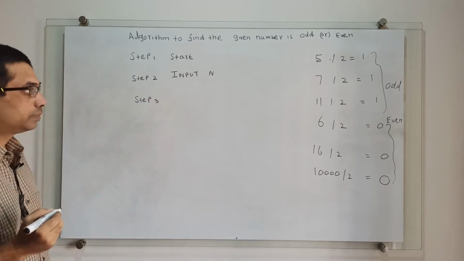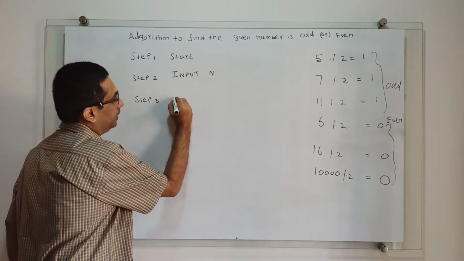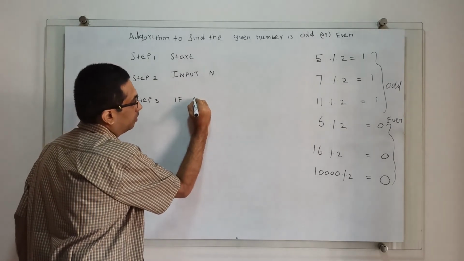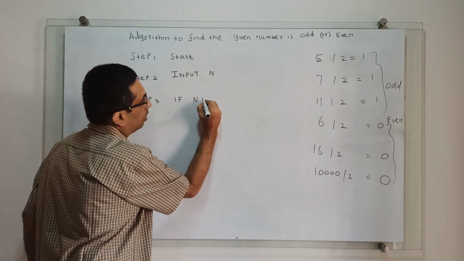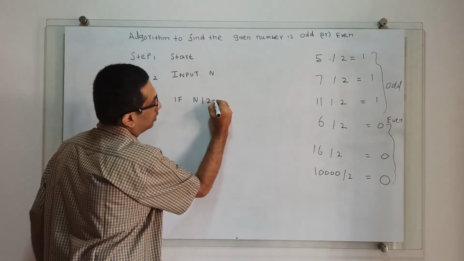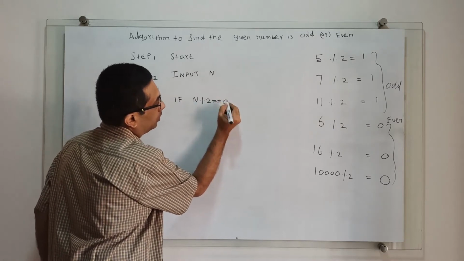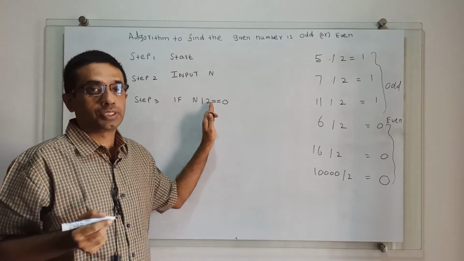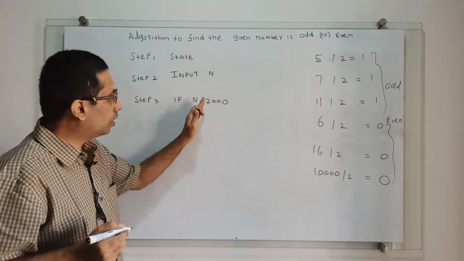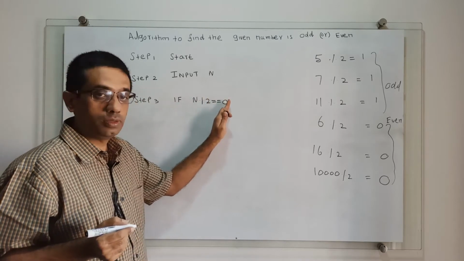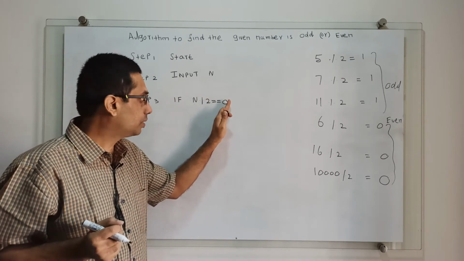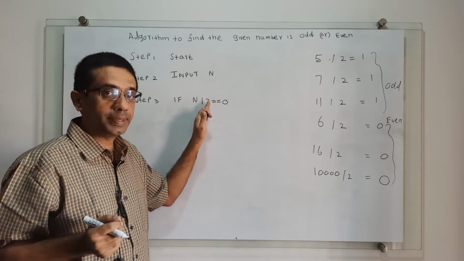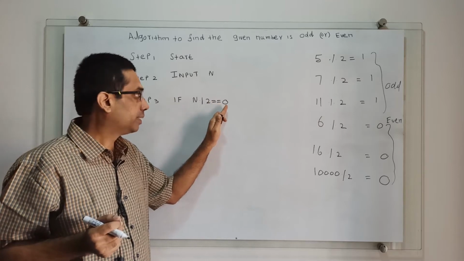Next we go to our logical part in step 3. We have to check if the number n modulo 2 is equal to 0, written with double equals. Double equals is a comparison, single equals is an assignment. We are checking whether n modulo 2 equals 0. The modulo operator returns the remainder when dividing n by 2, and we check if it is 0.